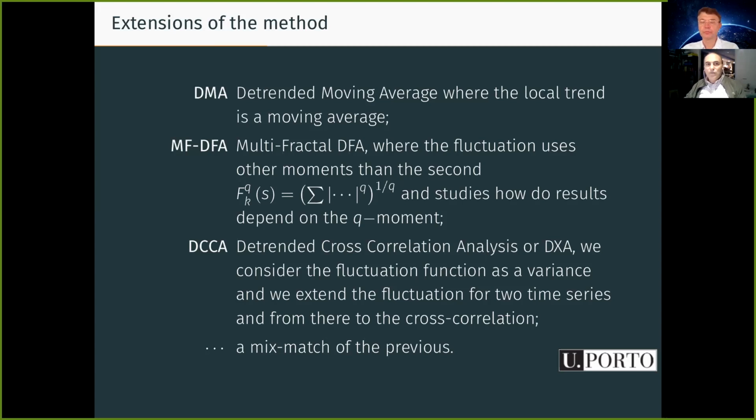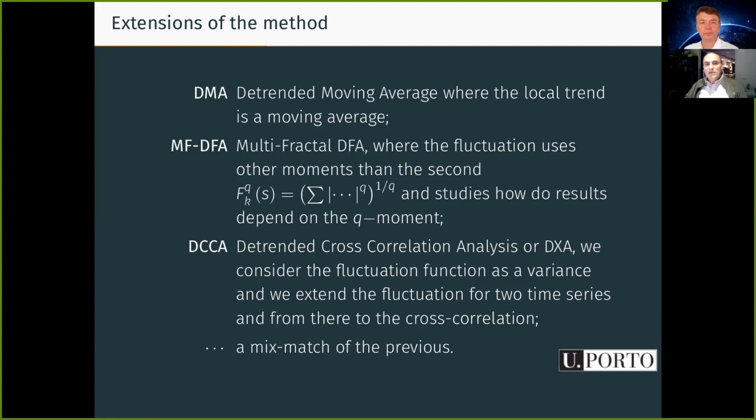And basically, if you put a 2 here, you have the product of two residuals, and you can multiply for 2 different time series, and you can consider that as some kind of covariance. And from covariance and dividing by all the components of the variance, you have the cross correlation. So basically, that is what you can have. And in this case, it's interesting because you can have a mix match of all the previous. So depending on the problem that you are studying, some of those methods are used.